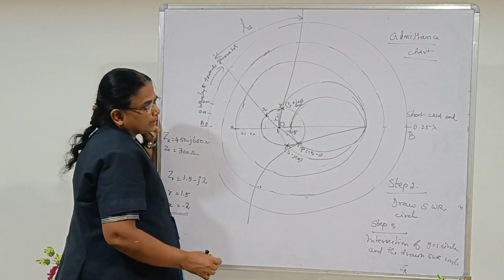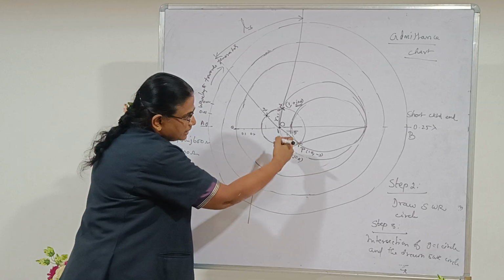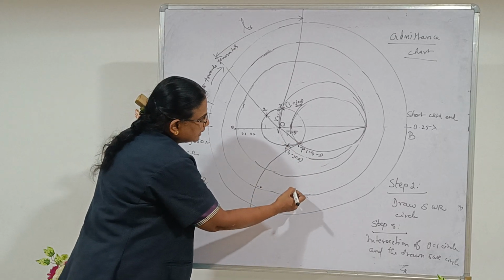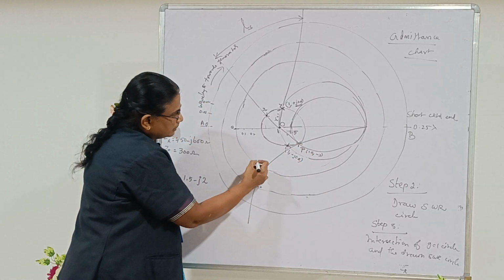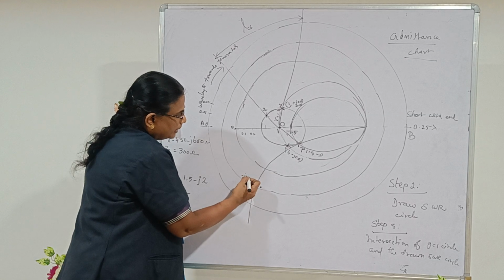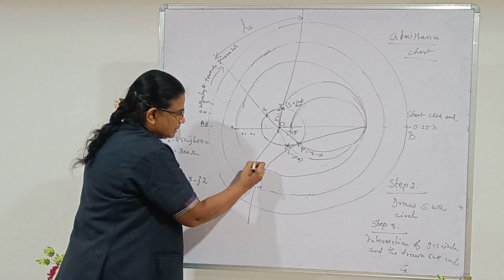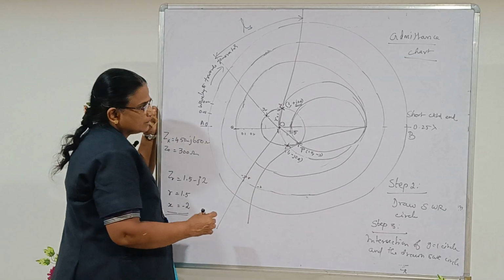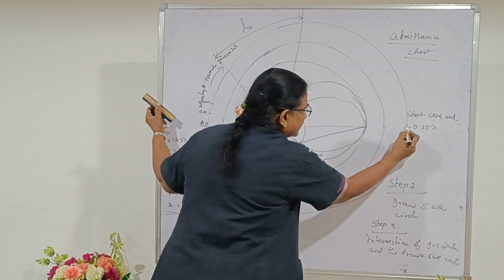Minus j 0.8. So you locate the circle which is lying below the horizontal axis. So minus j 0.8, it may come here. Let us assume that here is minus j 0.8. So you join it with the center and you extend it. So here, this is the short circuited end.